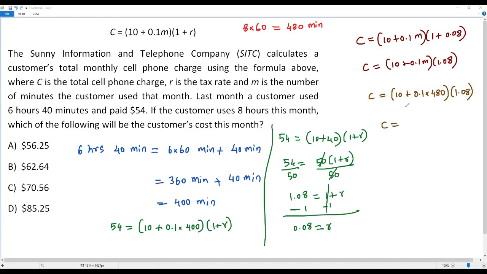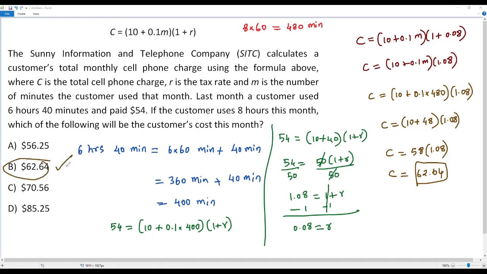Let me do a simplification over here. That is 10 plus, when I multiply this 480 by 0.1, I'm getting 48, times 1.08. Then we get 10 plus 48 is 58 times 1.08. Let me multiply 58 and 1.08. When I do so, I am getting 62.64. That is, this month, when a customer uses 8 hours of service, they have to pay $62.64. We find this value 62.64 in answer choice B. The correct answer choice for this question is B.